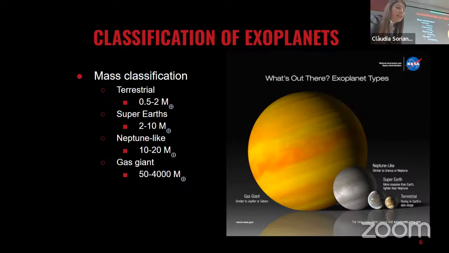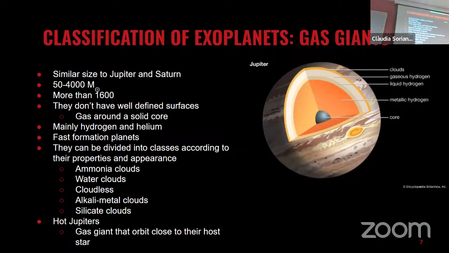But I'm not studying all of them. I'm just studying gas giants. So we are going to go into the detail of these gas giants. Basically, gas giants are those planets which have a similar size to Jupiter and to Saturn. Up to the date, we have discovered and confirmed more than 1,600. And they are characterized by not having defined surfaces, but they have gas around a solid core. So they are mainly formed by hydrogen and helium. And they are characterized by having a fast formation mechanism of the planet.